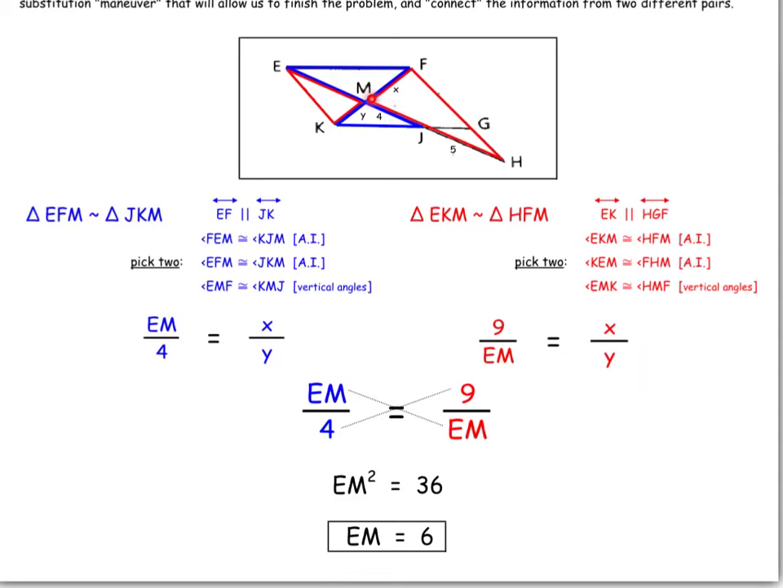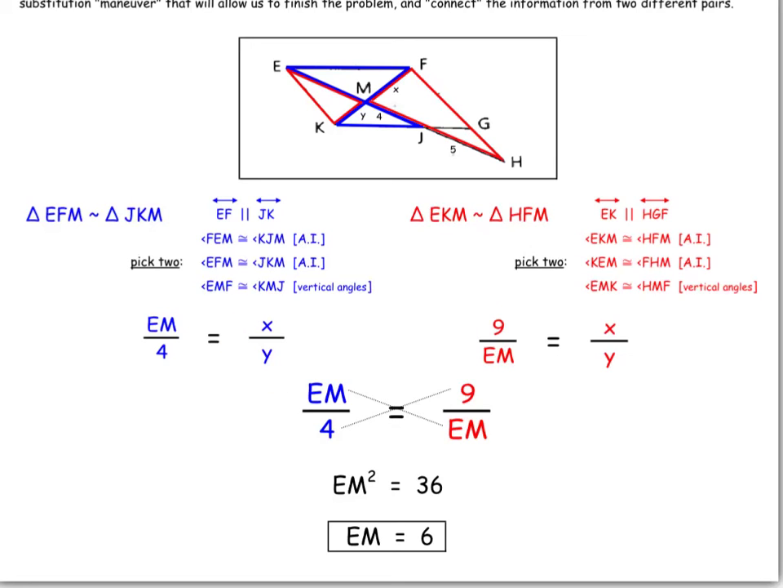9, which is down here, is corresponding to EM, which is up here. And then X, which is in the big triangle, is corresponding to Y, which is the little triangle. And yes, I got it right this time, kids. So for all of you who went crazy in class because I wrote the problem upside down, I fixed it. Are you proud of me?